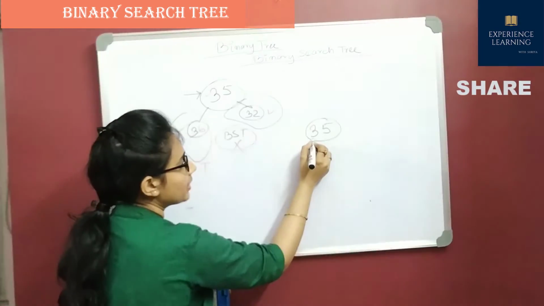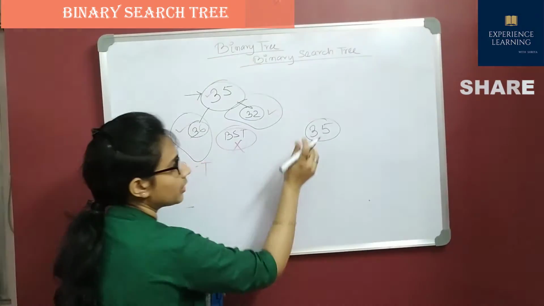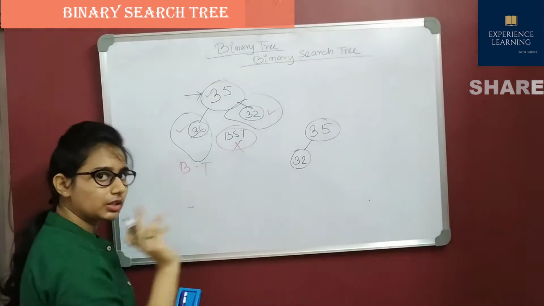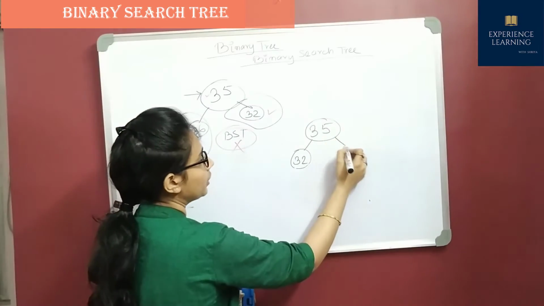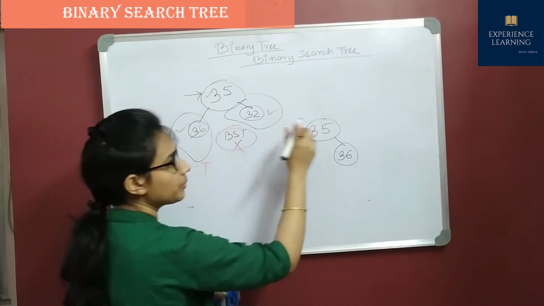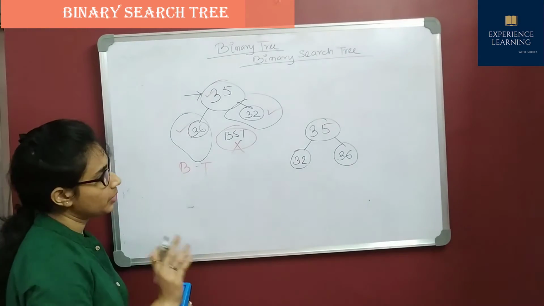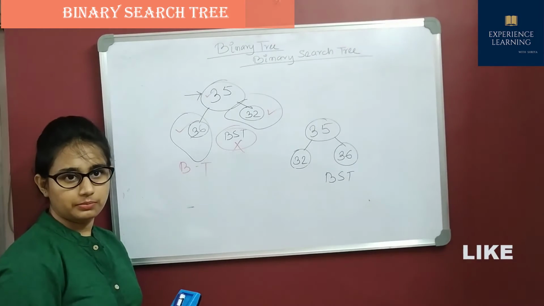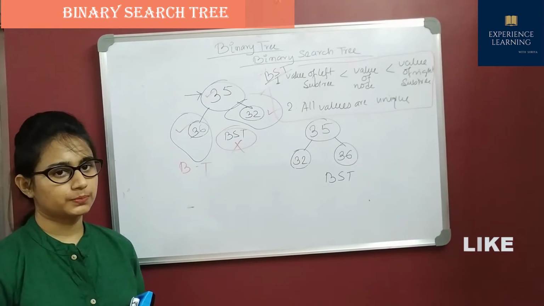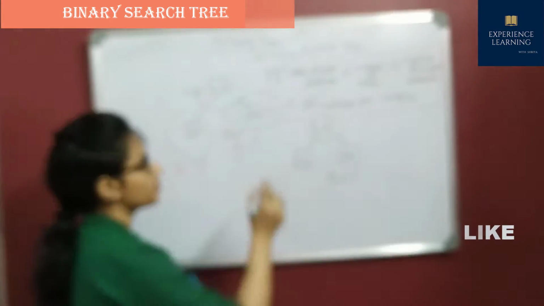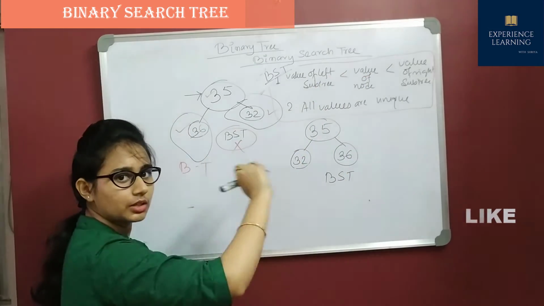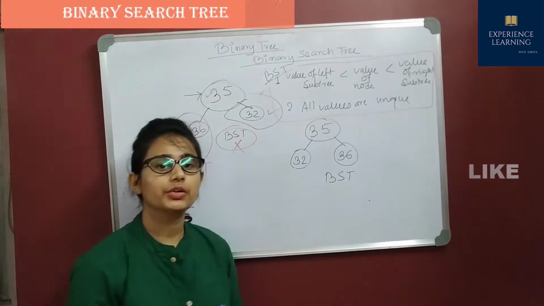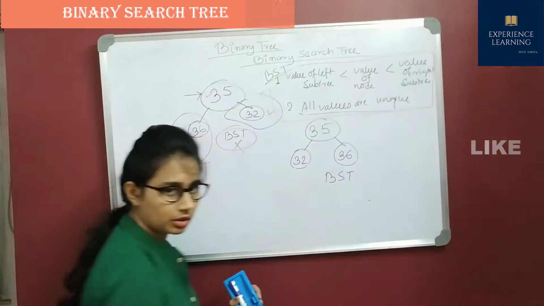Okay, so if I write 35, the left subtree is 32, 32 is less than 35, then it's okay. And you can write that 36 will be the right of 35. Now this one is a BST. So remember this constraint, that the value of the left subtree is less than the value of the node, and the node is less than the value of the right subtree, and all the values are unique.